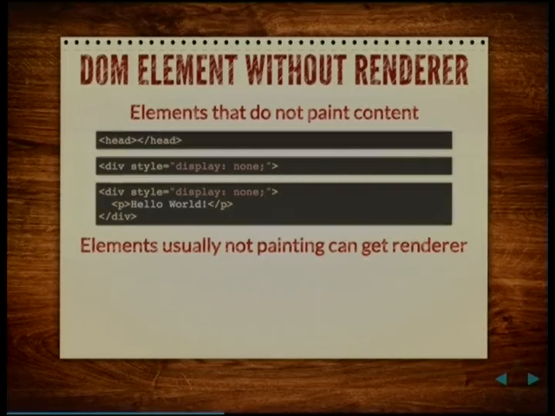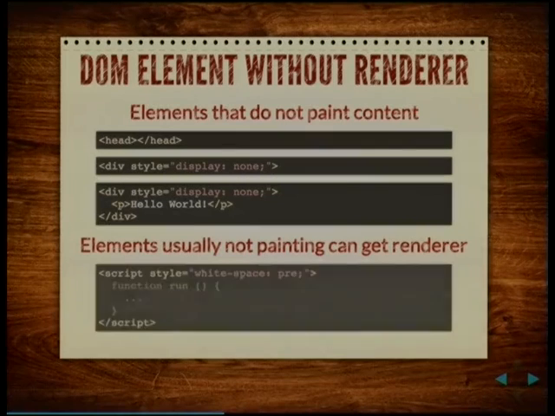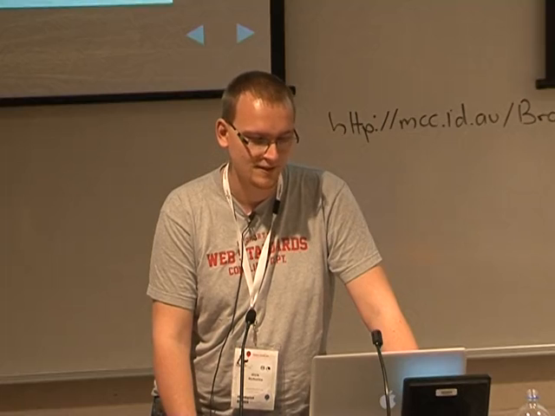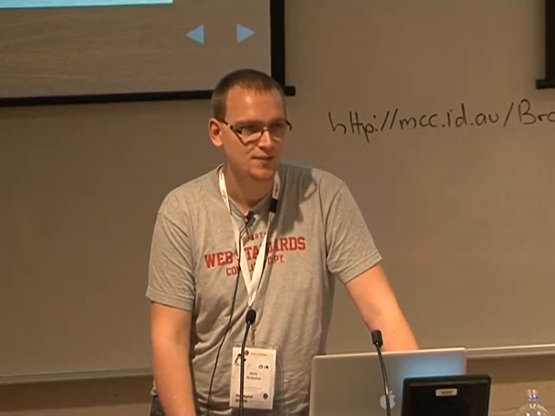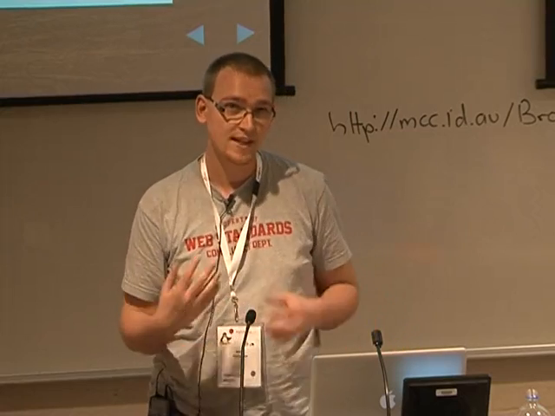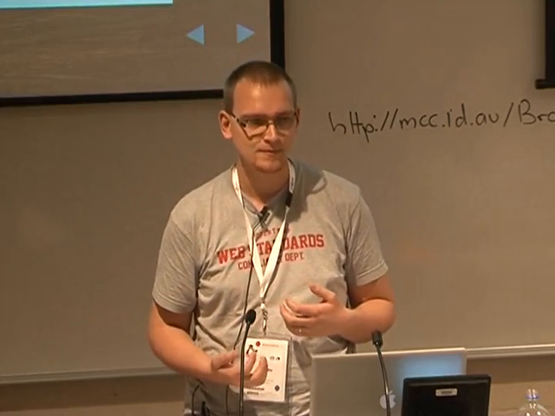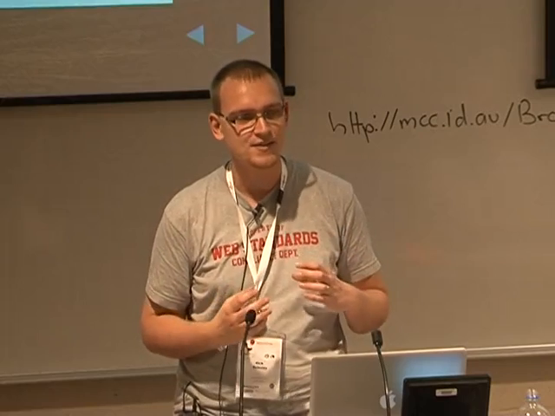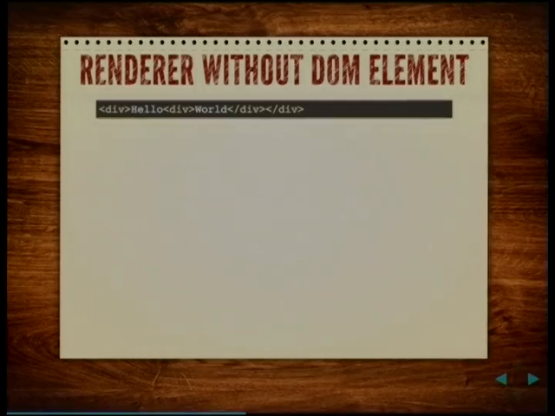So, elements usually not painting can get rendered. Here's one element: the script element usually does not get rendered. So why would you need to render a script element? But it is stylable, and with certain styles, you can actually make it render. With this example, you make the script element behave like a pre element, and it actually gets displayed in the web page itself. So that's how some elements can certainly get a render object even if they don't get one in real life.